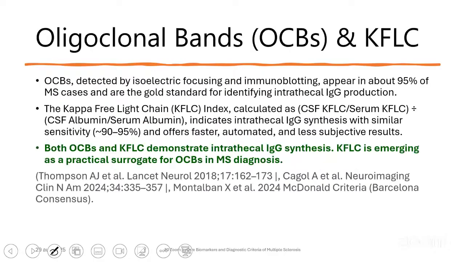MS. The OCBs detected by isoelectric focusing and immunoblotting appear in about 95% of MS cases and are the gold standard for identifying intrathecal IgG production. The kappa-free light chain index, calculated as I said earlier, indicates intrathecal IgG synthesis with similar sensitivity and offers faster, automated, and less subjective results. Both demonstrate intrathecal IgG synthesis, so KFLC is emerging as a practical surrogate for OCBs in MS diagnosis. The reference is given here.